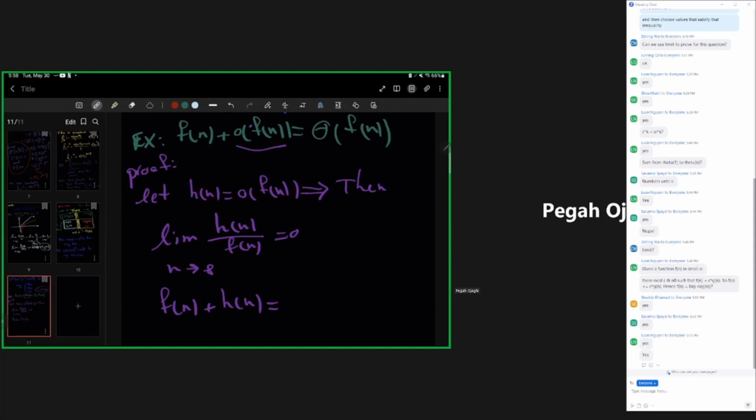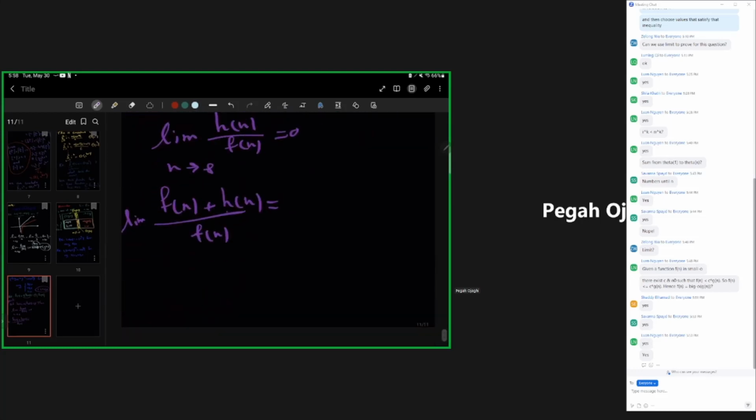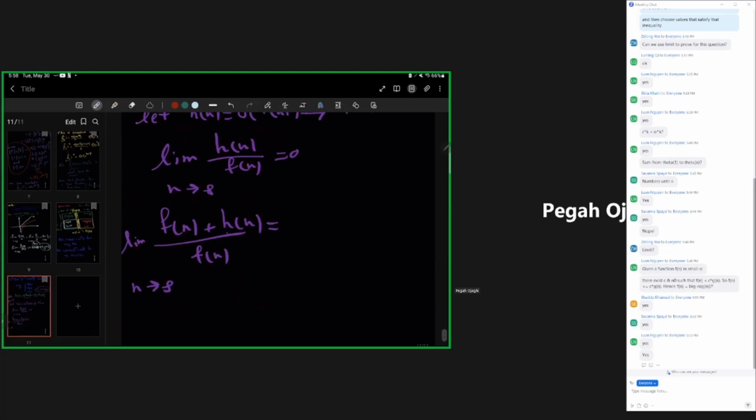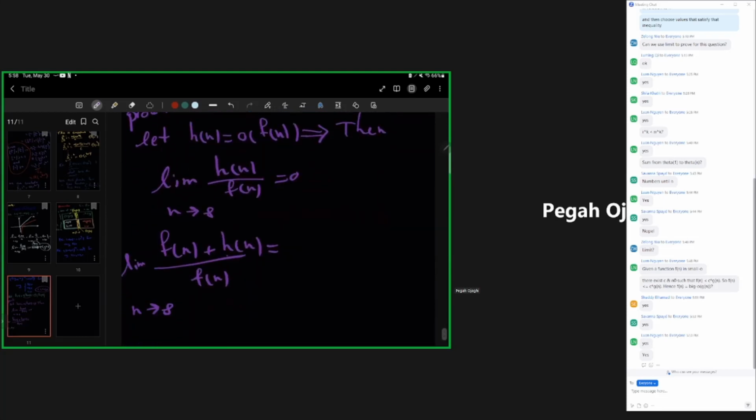How do you do that? I say, okay, it's going to be f of n plus h of n divided by f of n. This is the limit, the definition if you want to show theta. So this part is going to be the first part, and the second part is going to be the other one, as n goes to infinity. This part is f of n, this part is g of n: f of n divided by g of n as n goes to infinity.